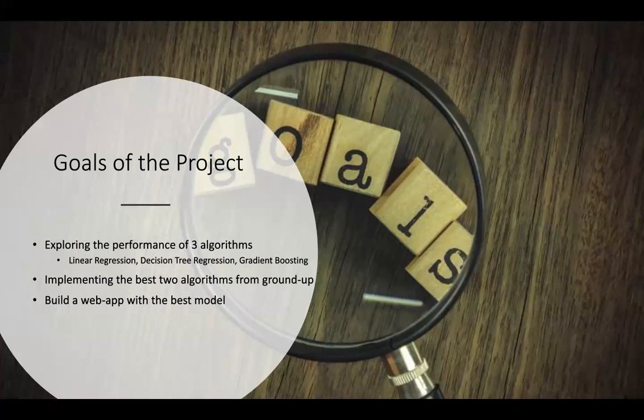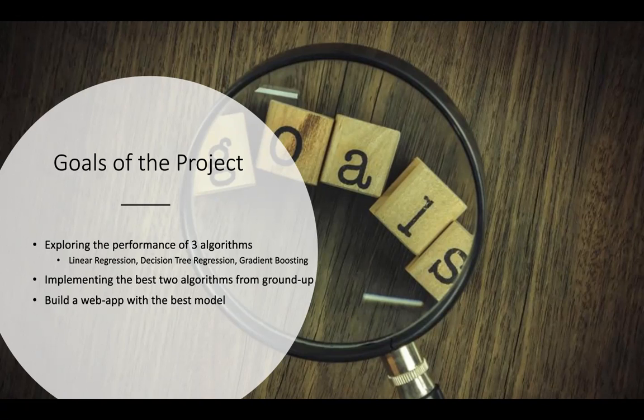The primary goals of our project could be broken down into 3 points. Firstly, we'll explore the performance of 3 different algorithms used to predict housing prices in Melbourne. The 3 algorithms used in our work are linear regression, decision tree regression, and gradient boosting. To compare the performances, an experiment was carried out using built-in R functions. Then the best 2 algorithms were implemented by the team from the ground up without using any built-in functions.